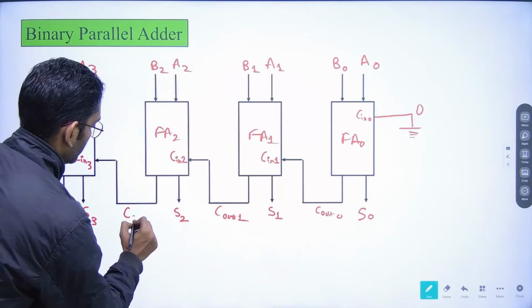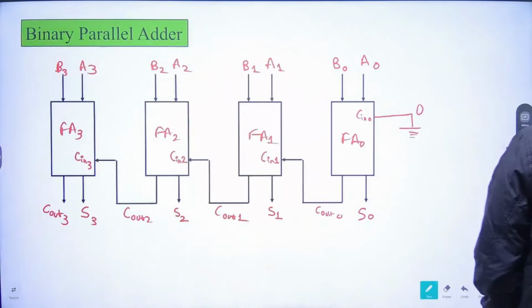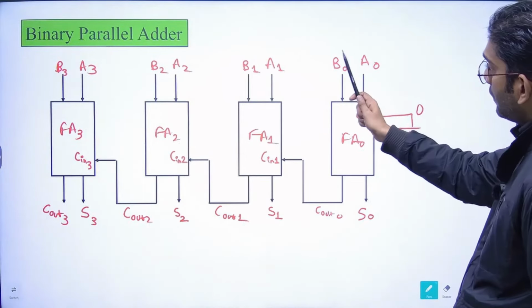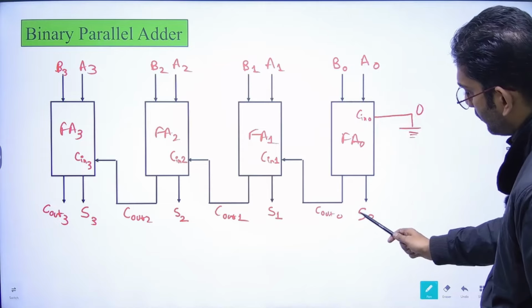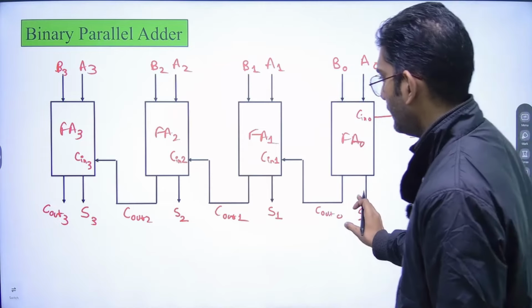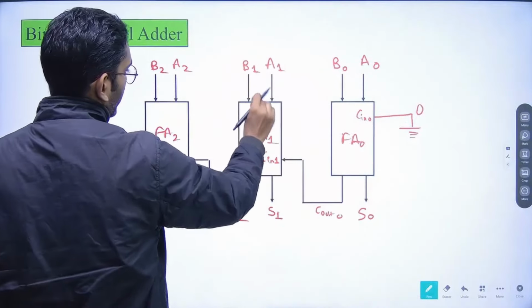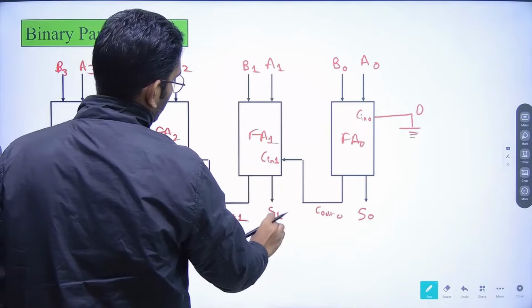Okay, so what is happening over here? A0, B0 is getting added, then it will produce the output as S0 and the carry as Cout0. Fine. This Cout0 would act as Cin1. Now A1, B1 and Cin1 would be added. We would get S1 and Cout1.